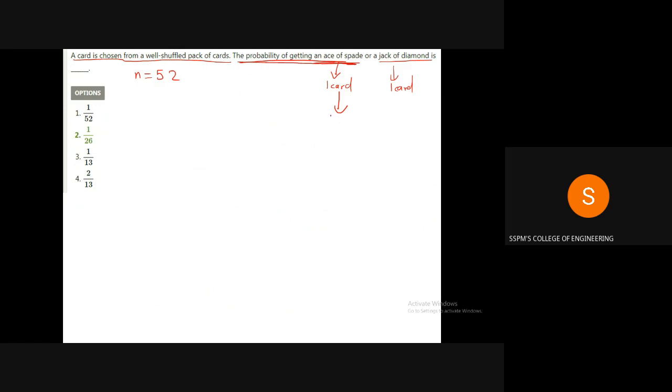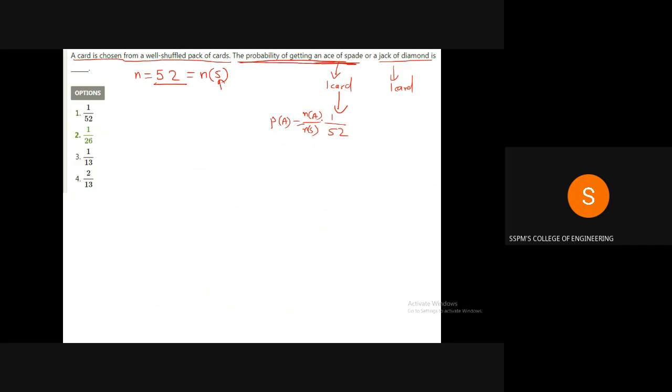Probability for this card must be 1 by 52. We already know how probability is given: it is n of A divided by n of S, the number of the sample space. Here n of S is 52. What is our sample space? It is the total number of cards in a deck. What is the total number of cards in a deck? It is 52. So 1 divided by 52 is the probability of getting an ace of spade.